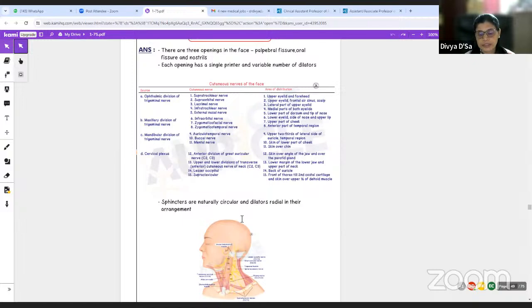Lesser occipital supplies the back of the auricle, and supraclavicular will supply the front of the thorax till the second costal cartilage and the skin over the upper half of the deltoid muscle. Okay.